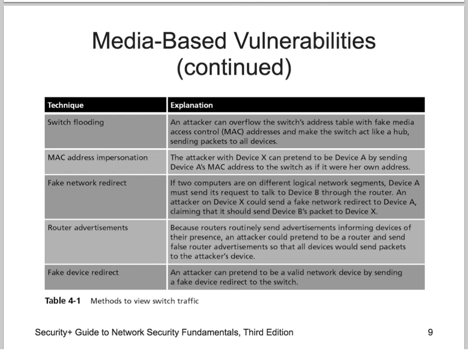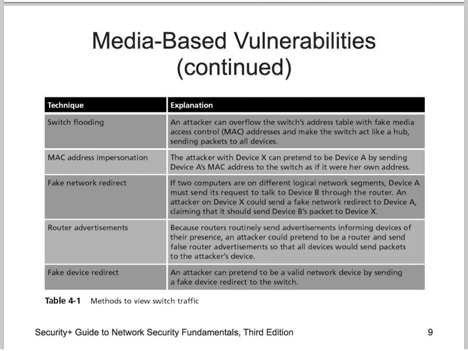Fake network redirect. If two computers are on a different logical network segment, device A must send its request to talk to device B through the router, although an attacker on device X could send a fake network redirect to device A, claiming it should send device B's packet to device X. And so this would be a fake network redirect, kind of like a man in the middle almost, but not quite.